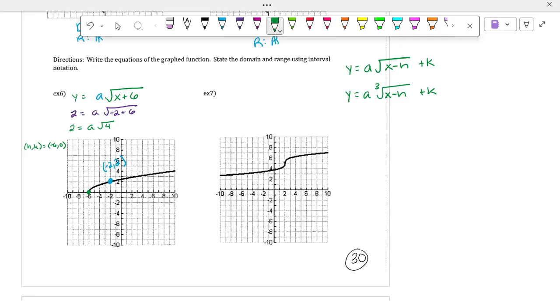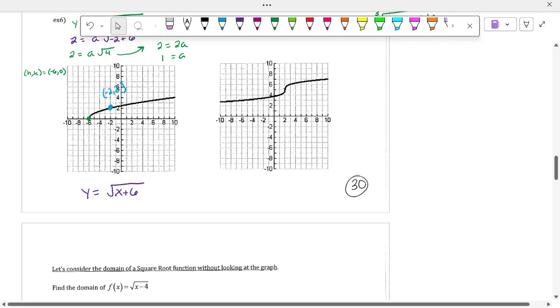What's the square root of 4? 2. So this would be 2 is equal to 2a. Divide both sides by 2. A is equal to what? 1. All right. So that means that we just don't have a value in front of our square root. But you can't always assume that it is 1. In this case, it is, but not always. So our final answer is y is equal to the square root of x plus 6.